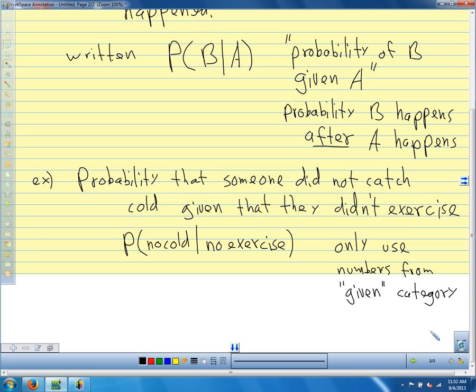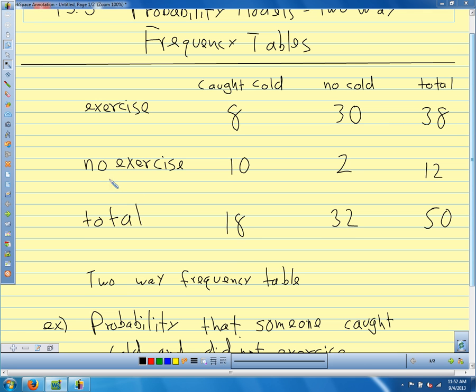So let's look back at our two-way frequency table. So our given category is no exercise. So we're only looking in the no exercise category. We can ignore everything else. That's all we have to look at. So the problem asks us, what was the probability that someone did not catch a cold given that they did not exercise? So how many people in the no exercise category did not catch a cold? 2. That's going to be our favorable. We're only looking in the given category. And what's the total in the given category? 12.